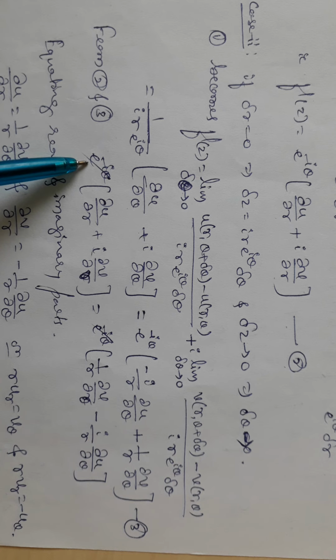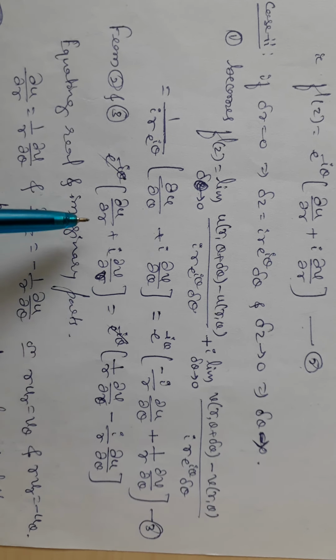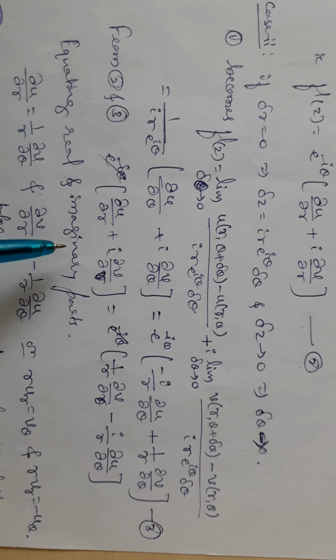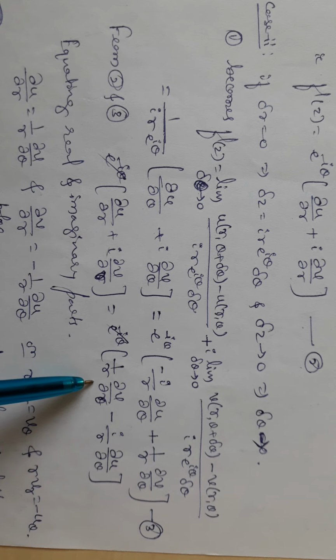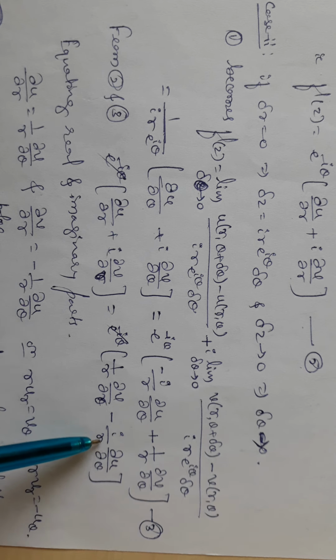Here e to the power minus i theta on both sides get cancelled. Then equating real and imaginary parts, we have dou u by dou r equal to 1 by r dou v by dou theta and dou v by dou r equal to minus 1 by r dou u by dou theta. In the simple form, it is denoted as r into u r equal to v theta and r into v r equal to minus u theta. These equations are CR equations in polar form.